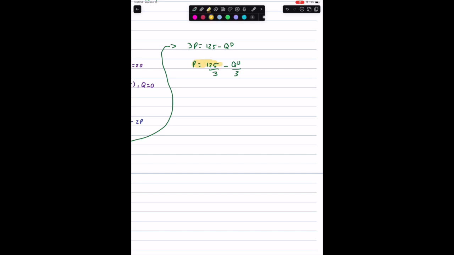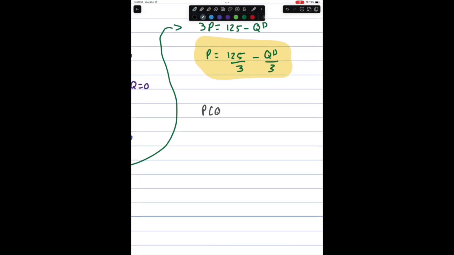I apologize for the cut. I made a pretty big mistake, so I just thought it would be better to refilm this. So we know that our P of Q is equal to 125 over 3 minus QD over 3.